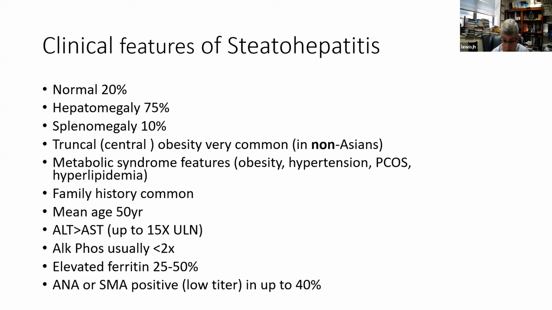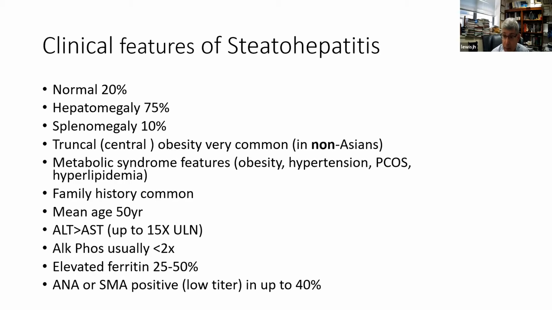And then very importantly, a positive anti-nuclear or smooth muscle antibody in low titer is seen in up to 40% of patients with fatty liver disease. And so the differential gets expanded. Well, maybe they have autoimmune hepatitis and not just fatty liver. And this is where we would often do a liver biopsy if we can't tell. But there are other features of autoimmune hepatitis that I'll go over with you.